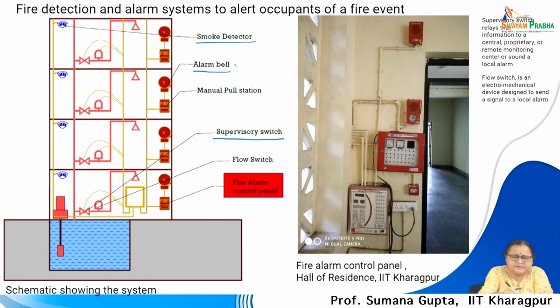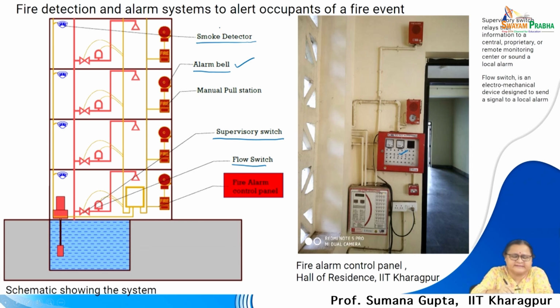The alarm starts ringing at the particular floor, and you can see at the control station that this particular floor is on fire. The light starts blinking over there, or some sound is made to make the people alert. Then there is a flow switch, which is an electromechanical device designed to send a signal to the local alarm. So, the local alarm of the floor starts ringing the bell.